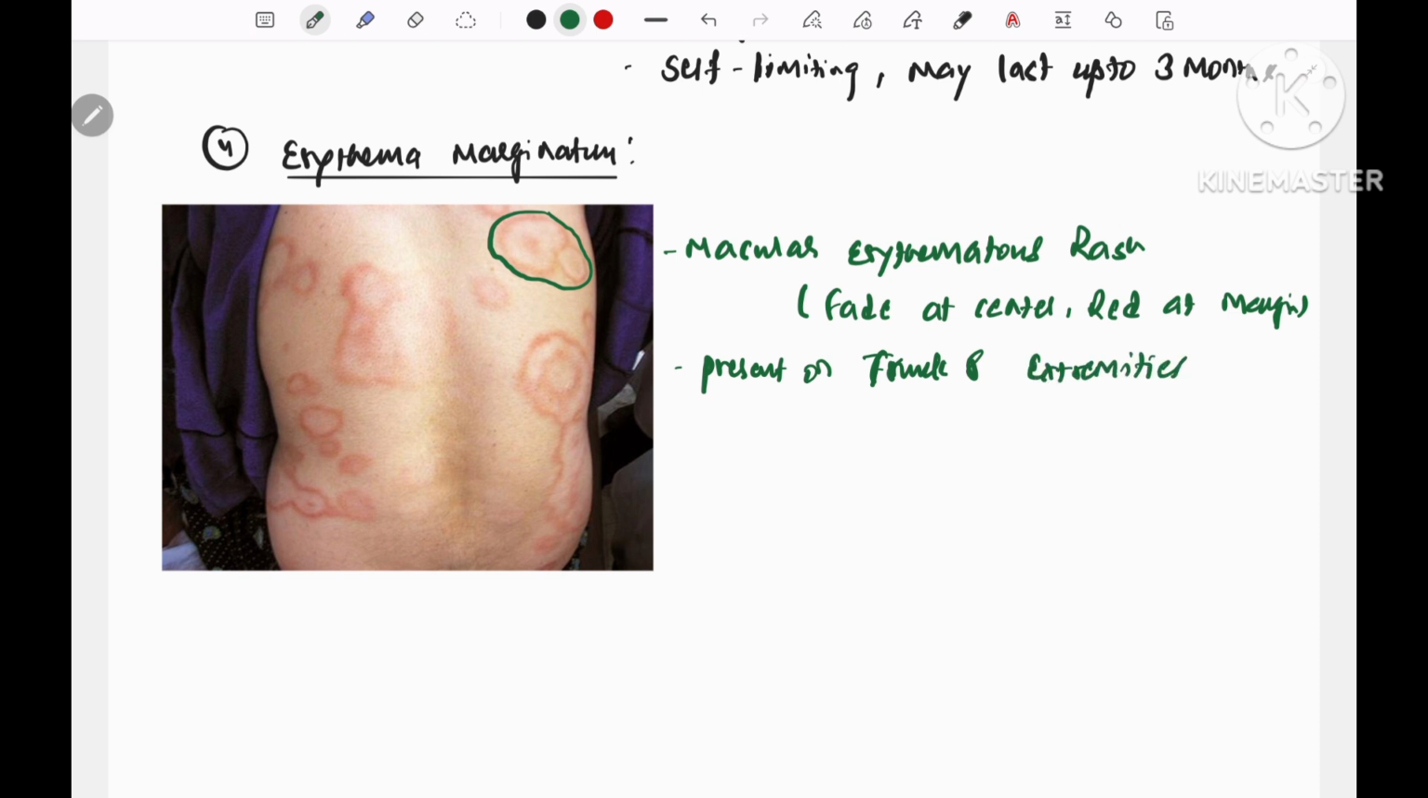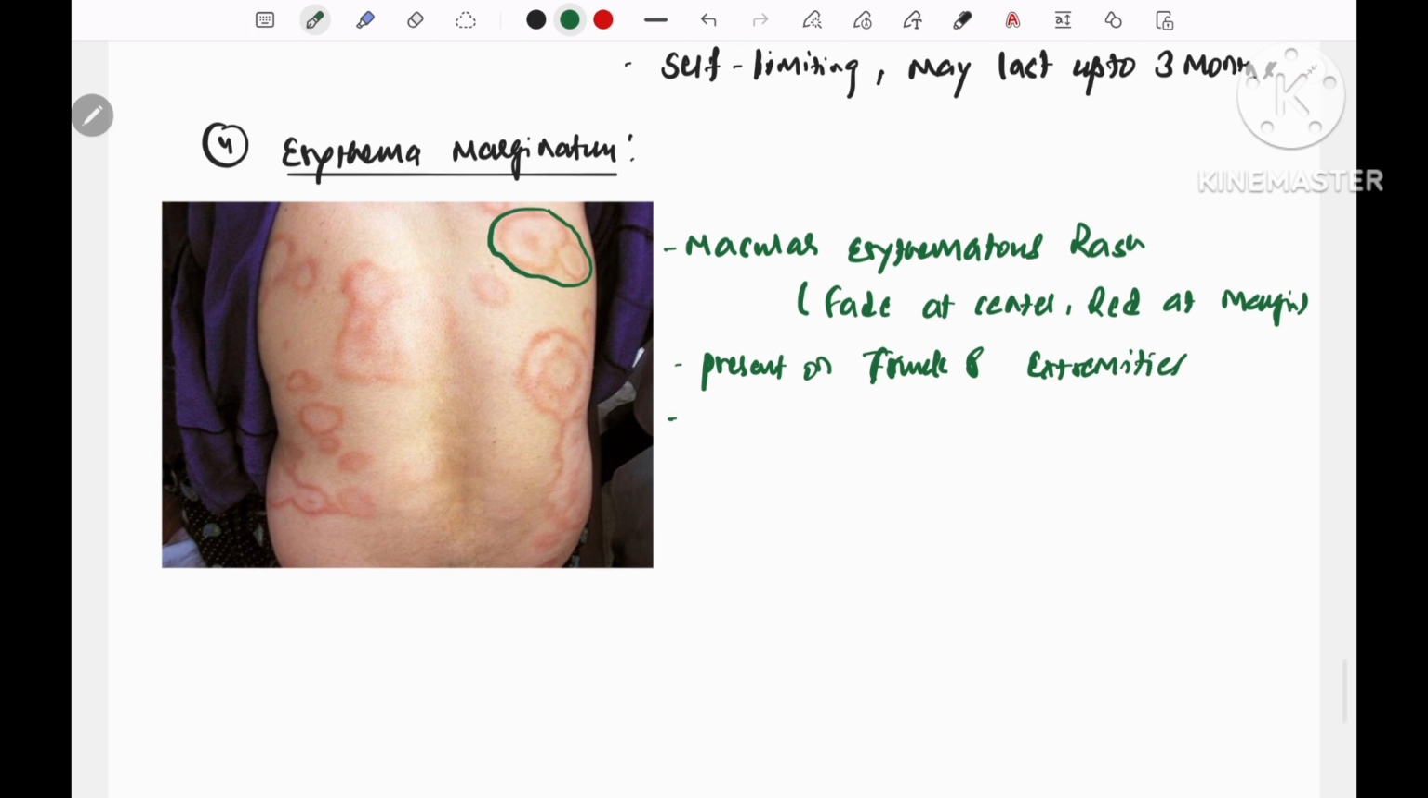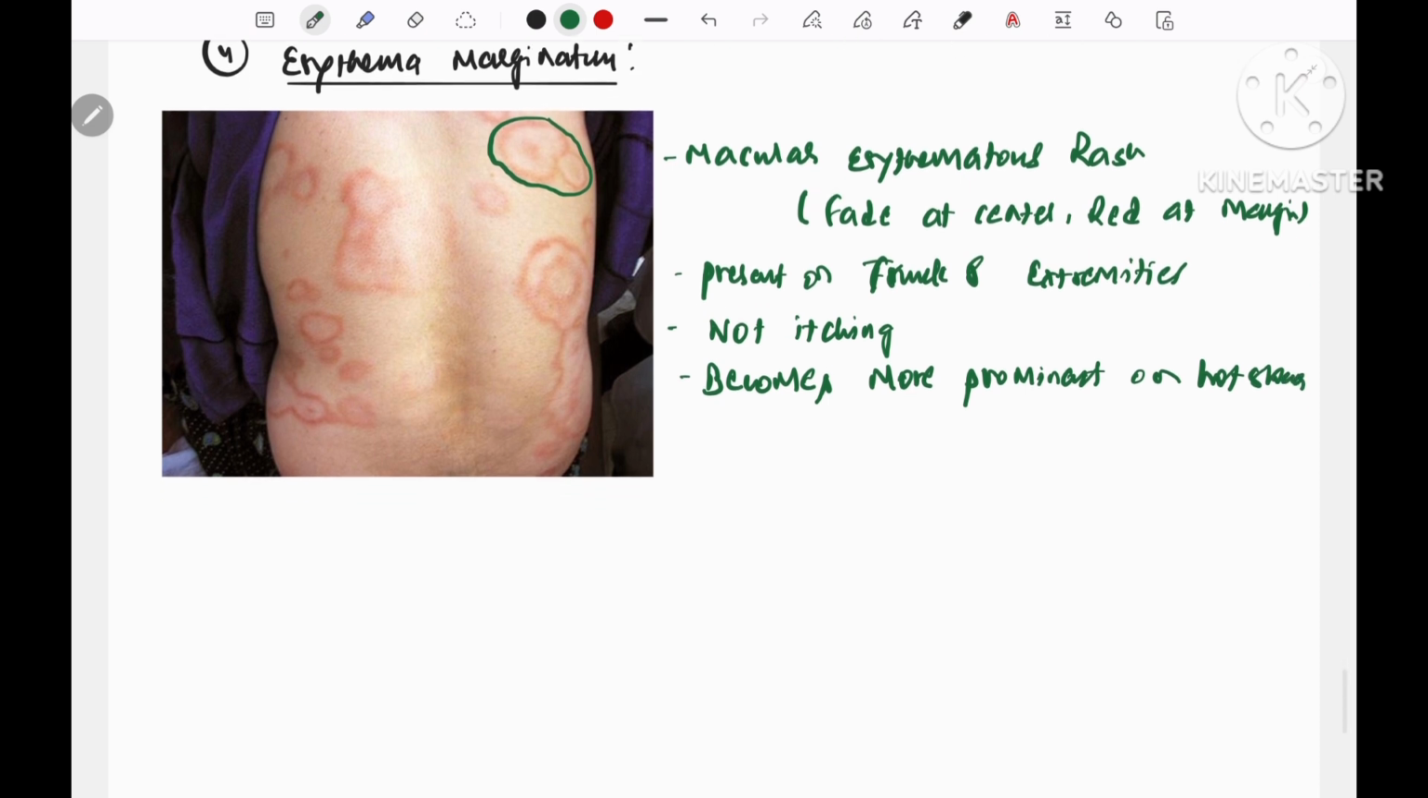And the face is usually not involved. What is typical about this rash is that when the patient takes a hot shower, the rashes become more prominent, and it is also not itching. They do not itch, and they become more prominent after a hot shower. So these are the things we have to know about erythema marginatum.